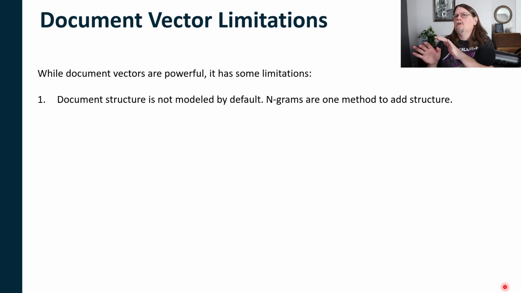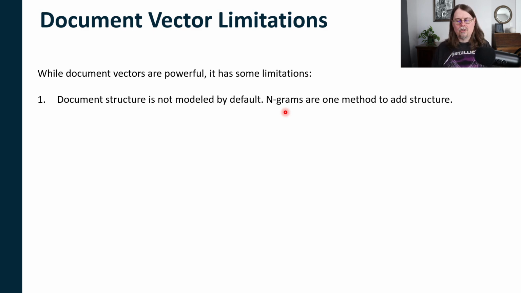You can try to add some structure to your document vectors using something called n-grams, and that's essentially combining two words together as a single thing. That's beyond the scope of this video. Feel free to Google it if you want to learn more about n-grams. So you can do that, but it's not nearly as good as the original structure, right? The entire English sentence, for example, has far more structure in it than even what n-grams can provide.